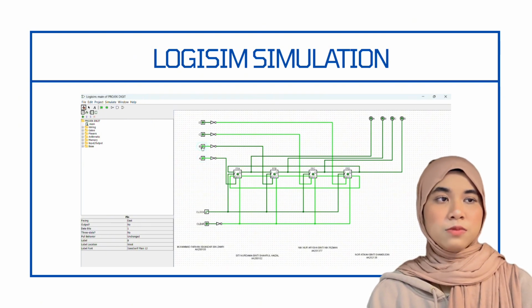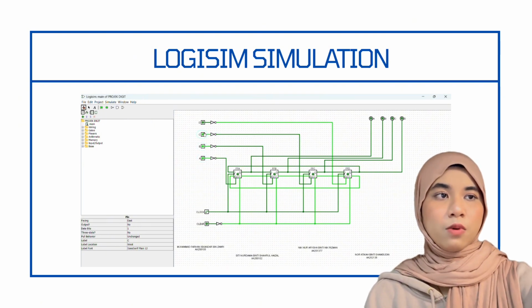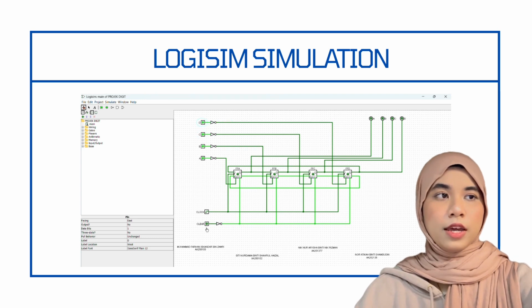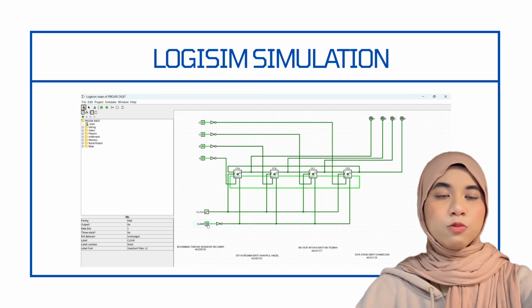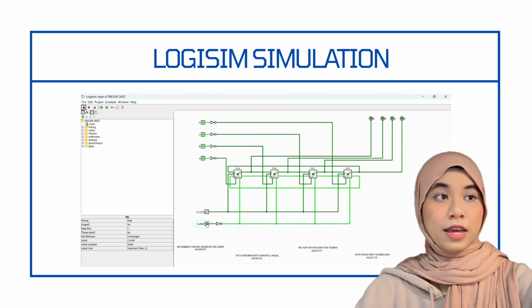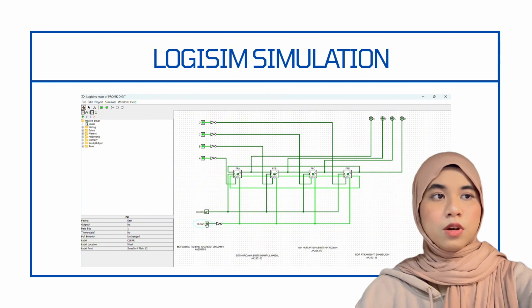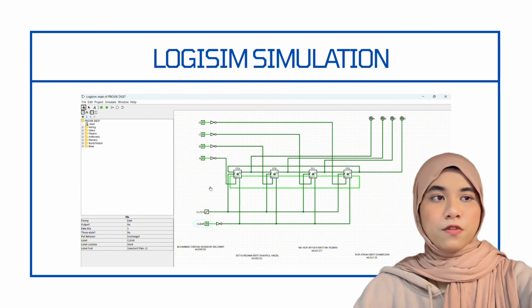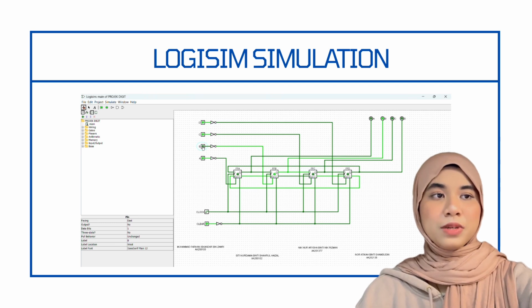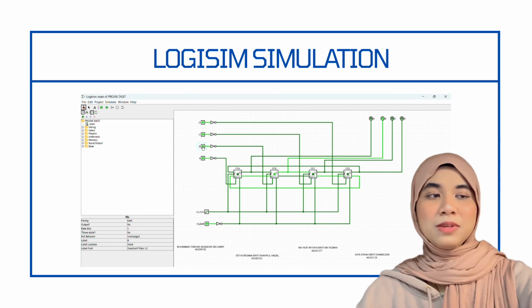I will begin the simulation based on table 1. For line number 1, when all inputs are set to 1 and the clear input is also 1, all outputs remain 0. For line number 2, all inputs are set to 1 except the clear input, which is 0. The outputs remain 0. For line number 3, when the clear input is 1 and only input B is 0, the output shows that only B is 1.